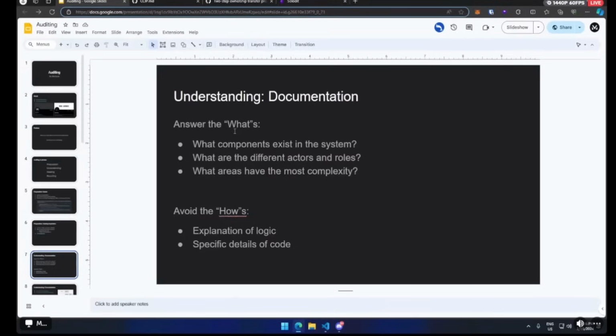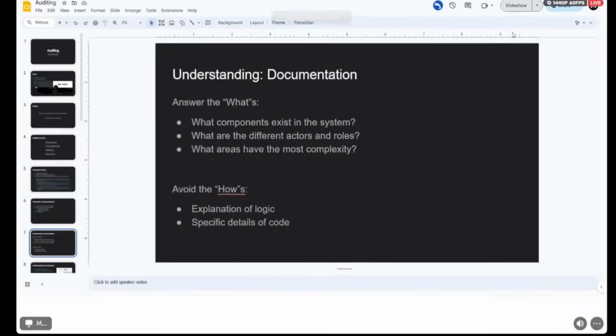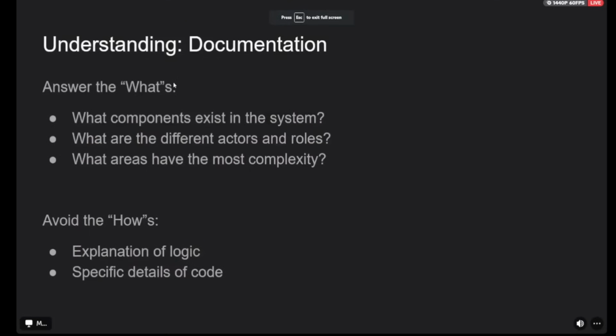To counter the point of not introducing bias to your thought process, you only look at the what in the documentation instead of the how. So these three questions are examples of what I look for in the documentation, and this is what I actively avoid in the documentation.